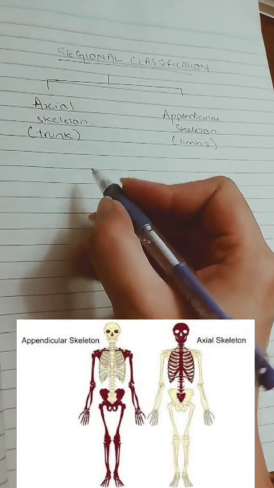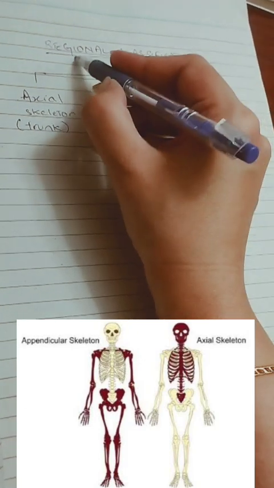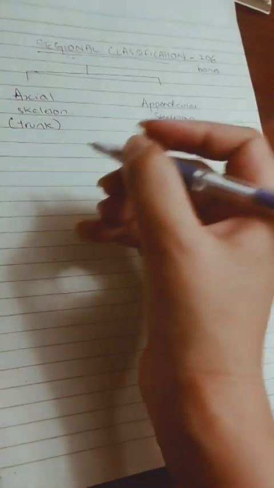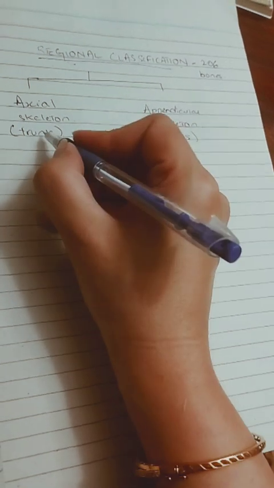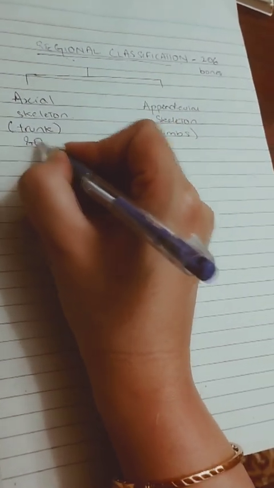Axial classification is important, and the entire regional classification is important, and you need to remember that in an adult there are approximately 206 bones. We are going to study them in detail. The total bones in the axial skeleton are numbered 80.